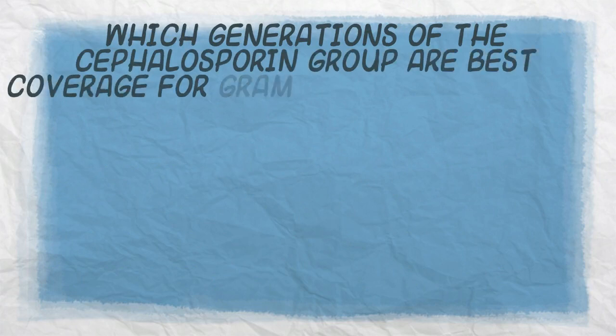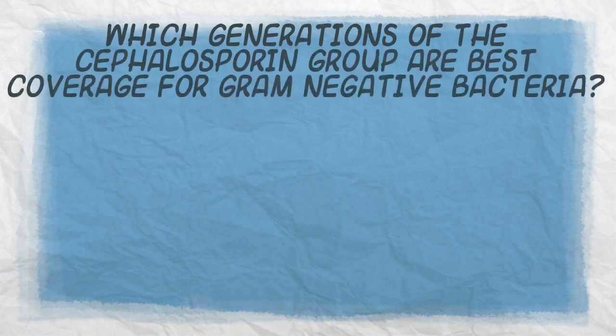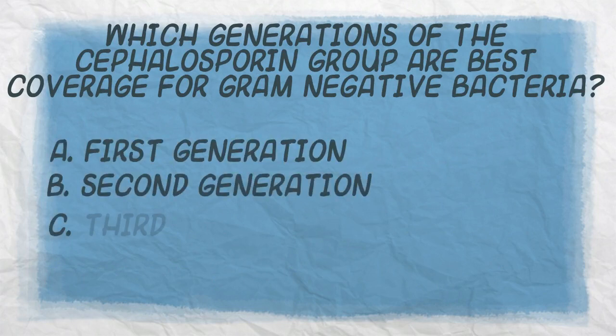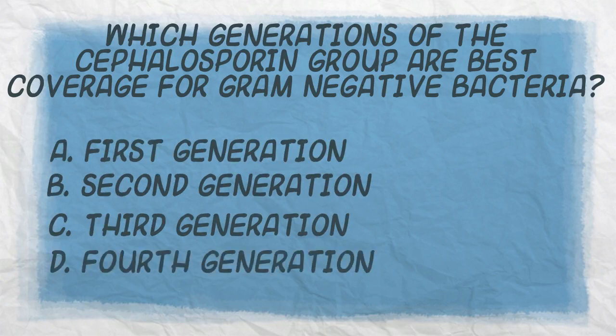Which generations of the cephalosporin category are best covered for gram-negative bacteria? First generation, second generation, third generation, fourth generation.